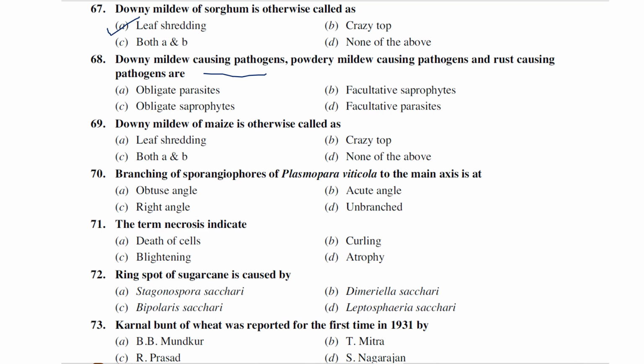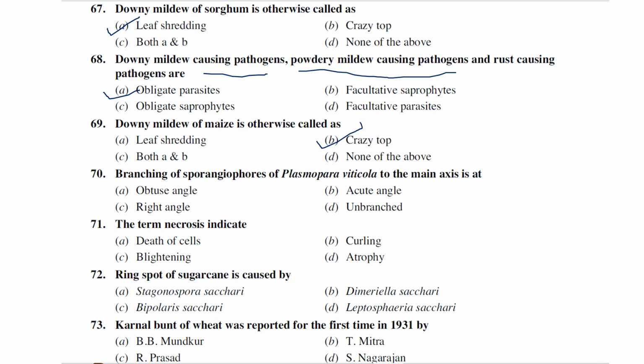Downy mildew causing pathogens, powdery mildew causing pathogens, and rust causing pathogens are obligate parasites, facultative saprophytes, obligate saprophytes, or facultative parasites? They are obligate parasites because they cannot live without a living host. They strictly require a living host for their survival. The next one: downy mildew of maize is also known as leaf shredding, crazy top, A and B, or none of these. As we just discussed, crazy top generally refers to downy mildew of maize.